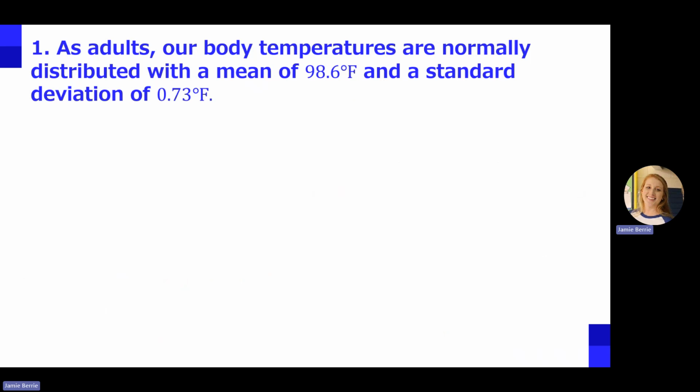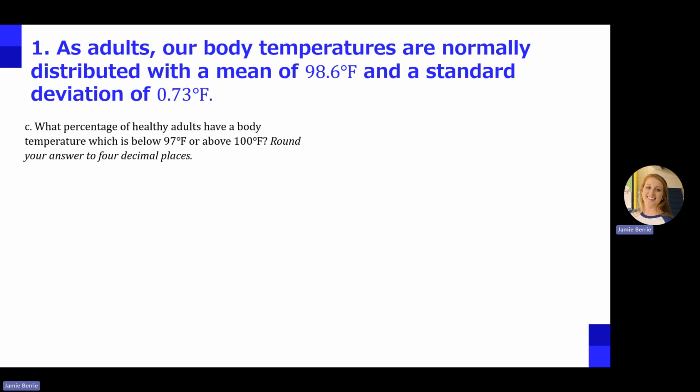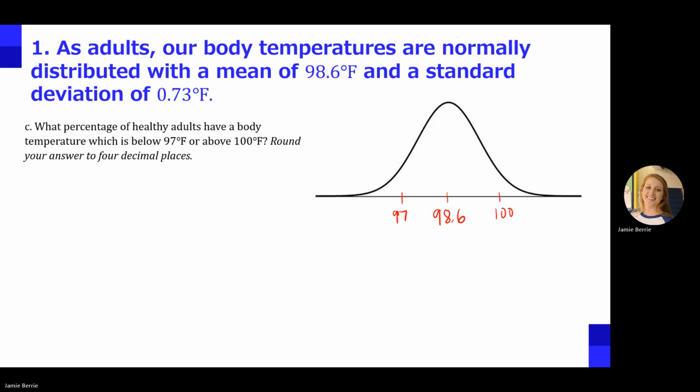All right. And I think this is our last question with the body temperatures. It says, what percentage of healthy adults have a body temperature which is below 97 or above 100? All right, so put your mean in the middle, 98.6. Mark your two numbers. 97 would be to the left of that mean, and 100 would be to the right. And we're looking to go below 97 or above 100. So below 97 would be to the left of 97, or above 100, which would be to the right of 100. All right, so this is a tails problem.